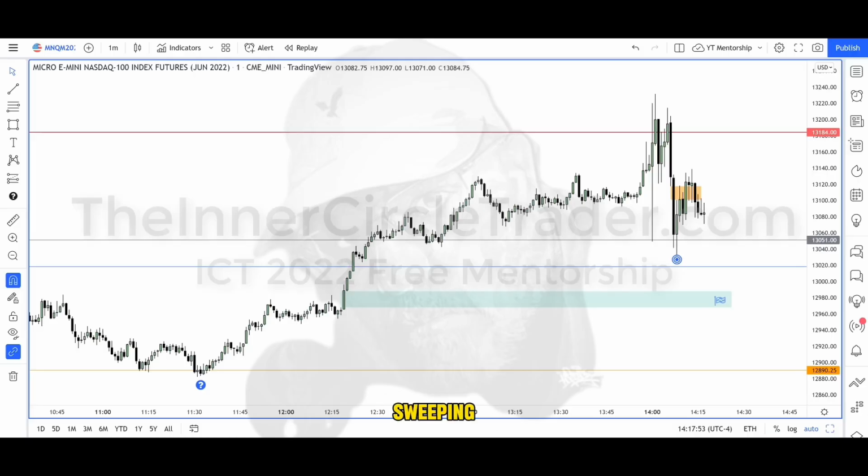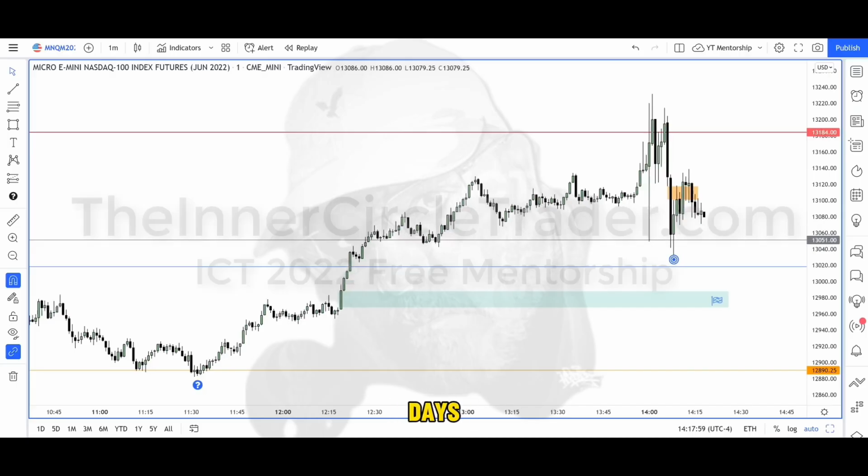The difference between sweeping would be like what it's done here. That would be a sweep. That's a real shallow little run above that red line. That's Tuesday's high. Okay, so it swept that and we're coming back down post FOMC.